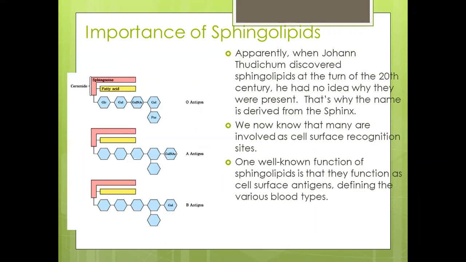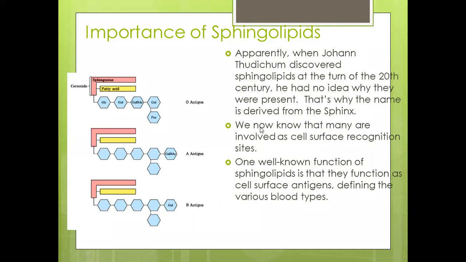So what is the importance of sphingolipids? When Johann Thudichum discovered sphingolipids around the 20th century, he had no idea why they were present. That's why the name derived from the Sphinx, from Greek mythology. We now know that many are involved in cell surface recognition, and one well-known function of sphingolipids is that they function as cell surface antigens defining the various blood types.